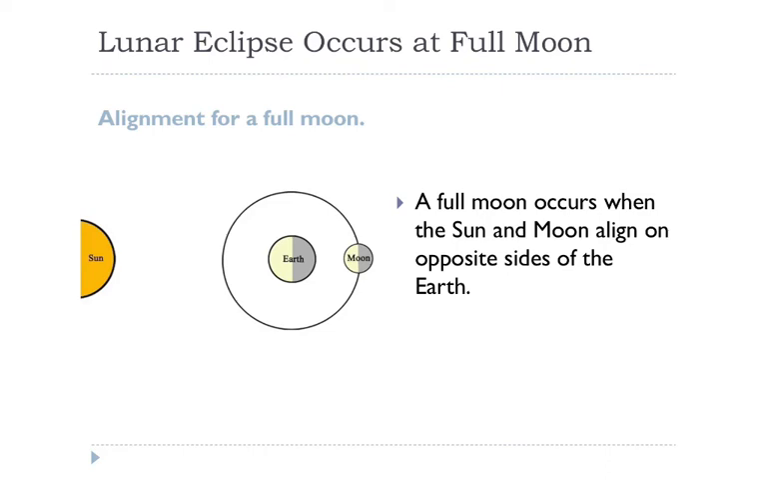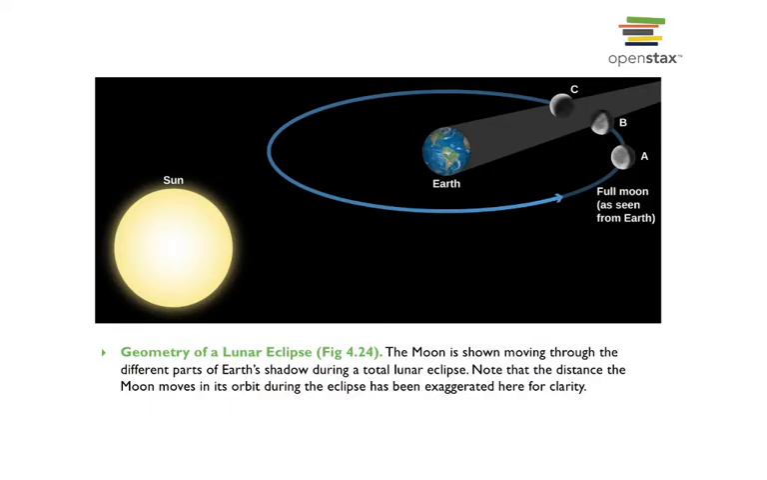Alignment. So for the lunar eclipse, it has to be a full moon. The sun has to be on one end, casting light on the Earth, and then the Earth creating a shadow that goes onto the moon. So a lunar eclipse will only occur at a full moon. Here's another image: the sun, Earth, and then the moon, and you could see that the shadow of the Earth is being cast.